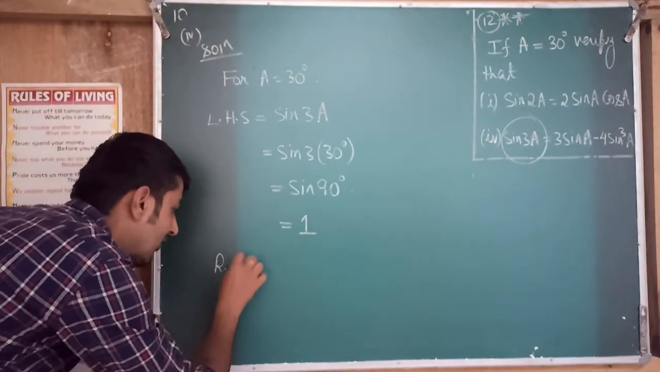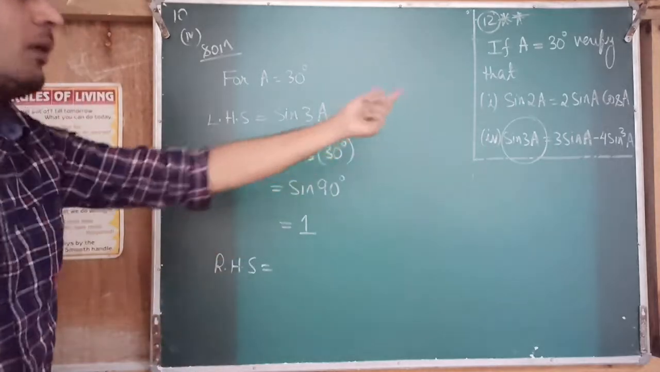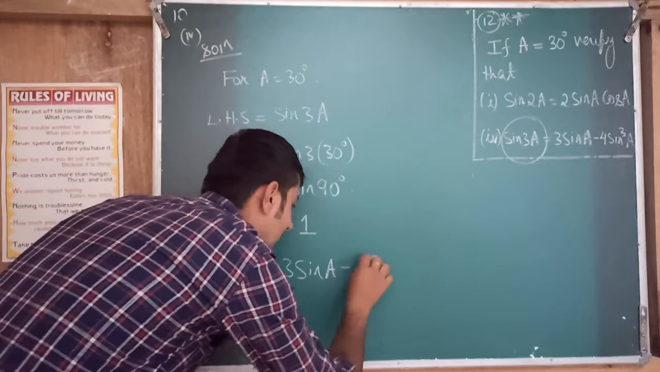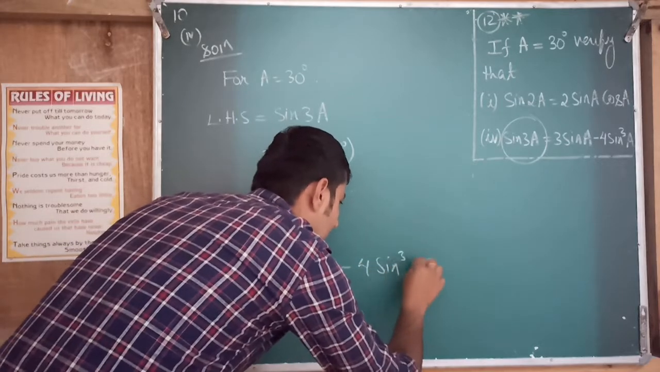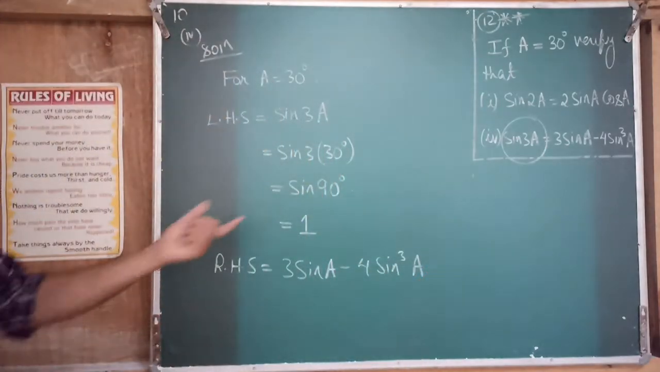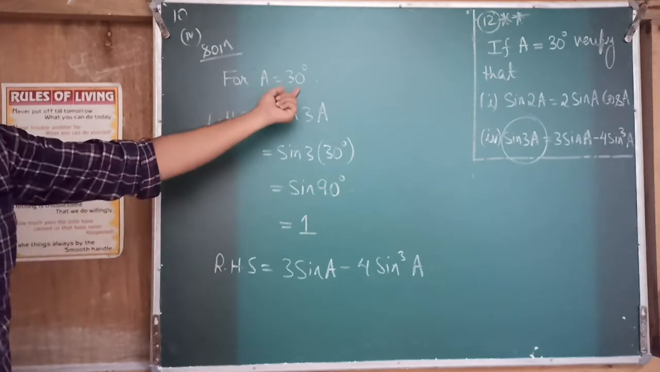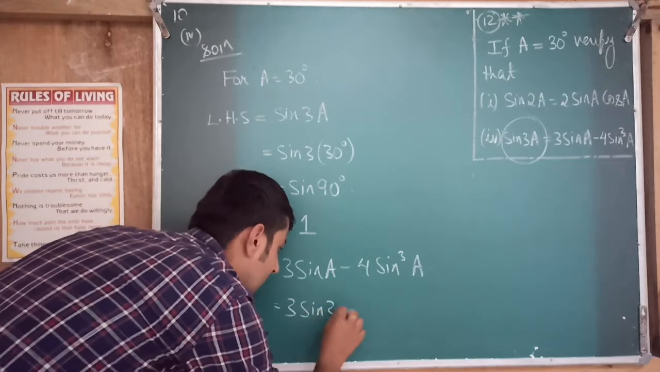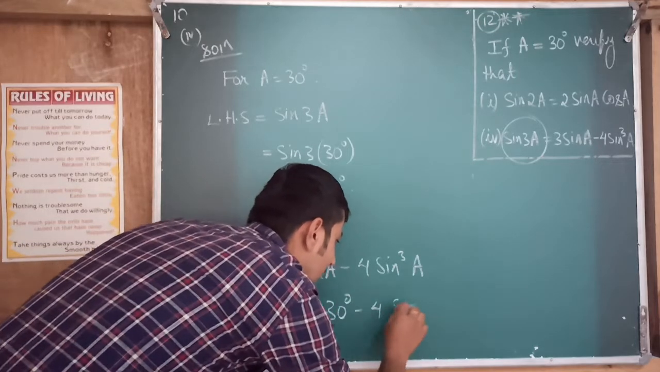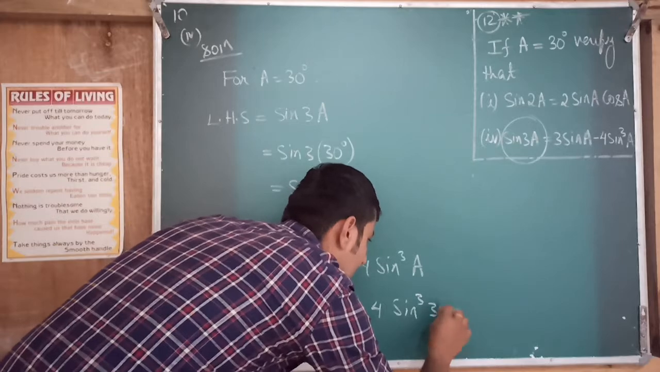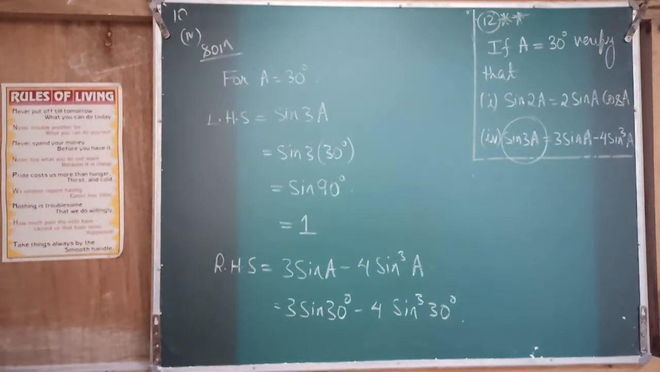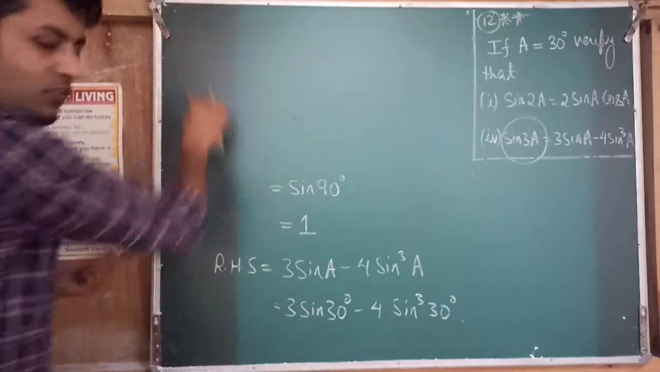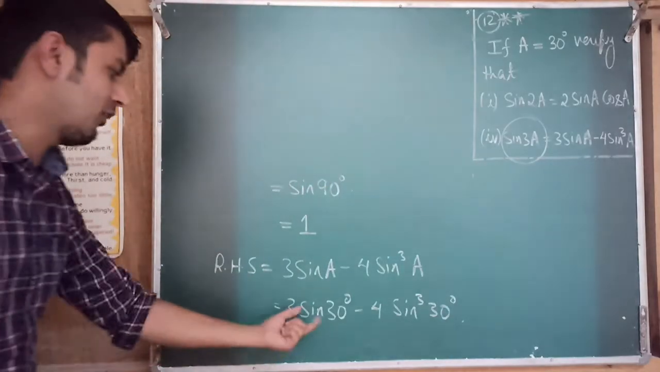What is your RHS? If you look, your RHS is 3 sine A minus 4 sine cube A. Put down the value of A equal to 30 degree. So it will become 3 sine 30 degree minus 4 into sine cube 30 degree. Now let us do the simplification next. Let's try to simplify it. So when we simplify this, how much will we get?